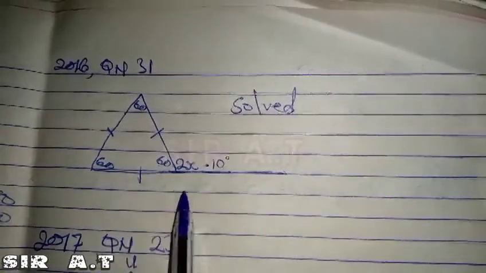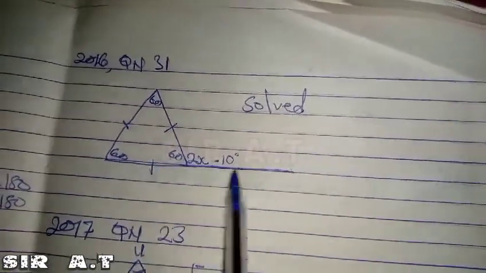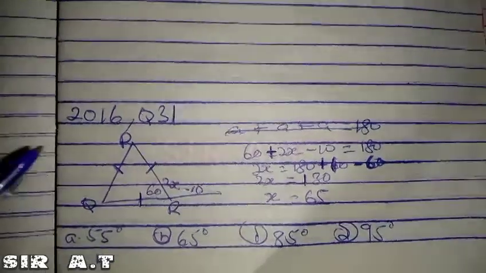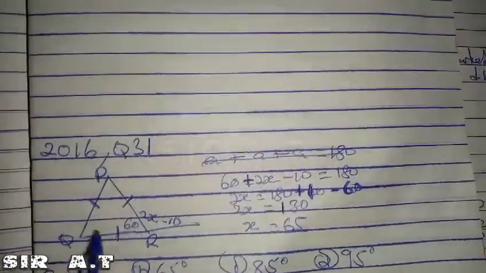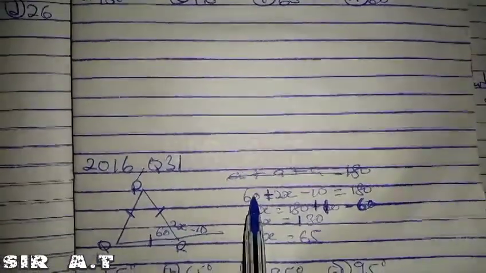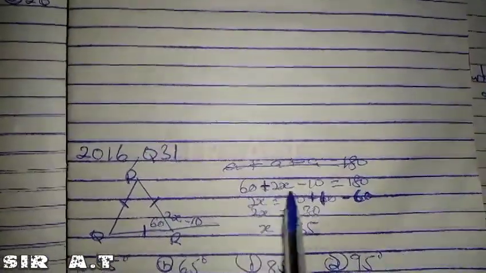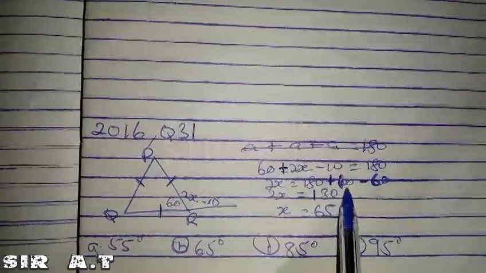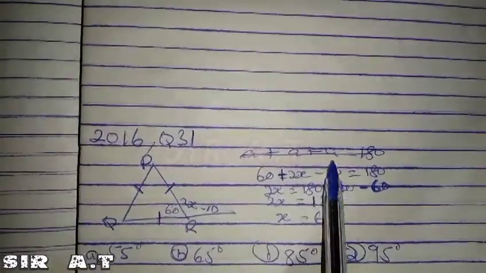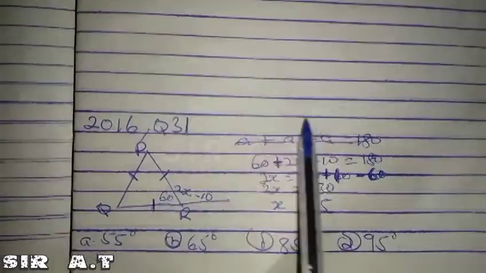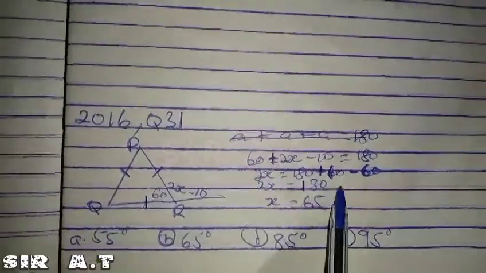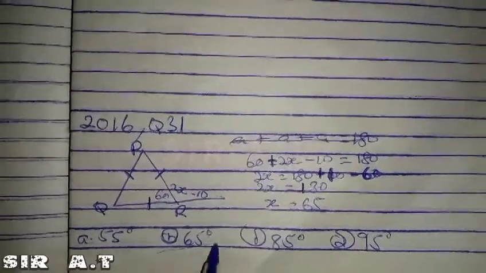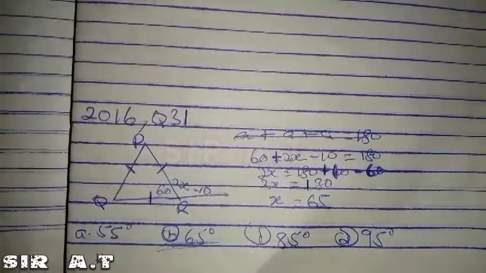So let me post that solution. Yes, like I was saying, 60 has been put here, 60, 60. So working this, you are getting 60 plus 2x minus 10 equals 180. So 2x equals 180. Then we send our 10 here, making it positive, and send our 60 here, making it negative. So our 2x equals 130. Divide by 2, getting 65. So the answer is B.